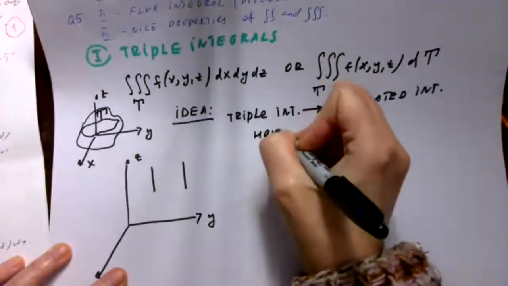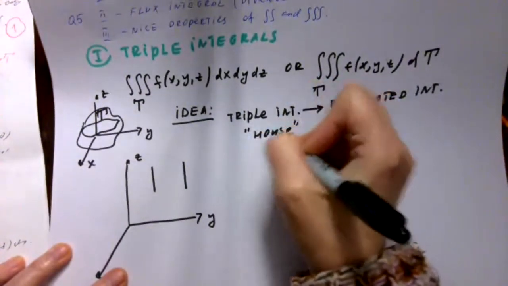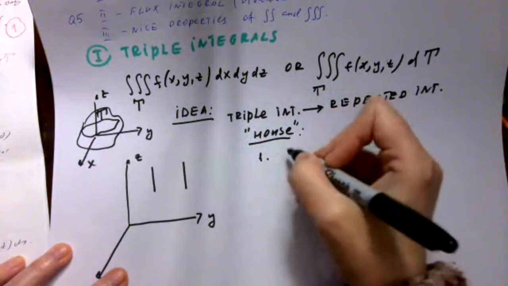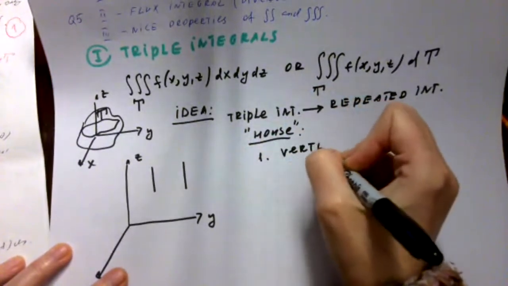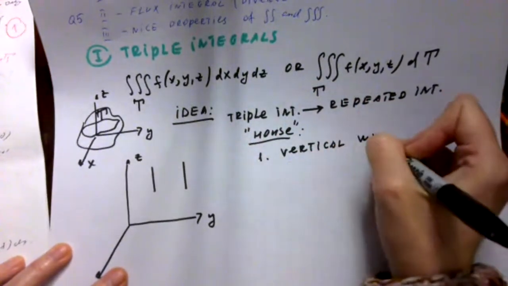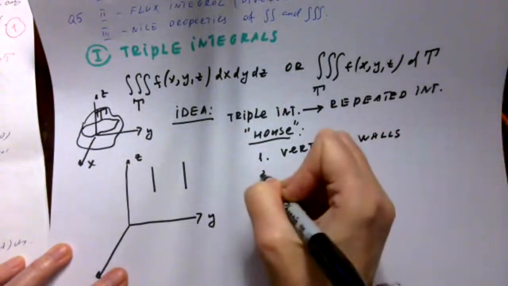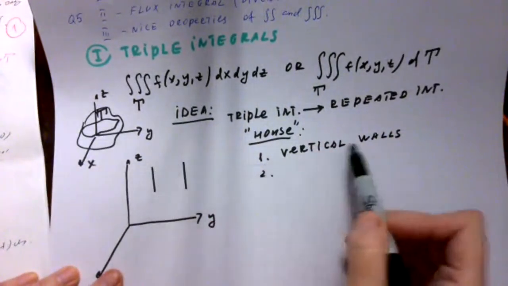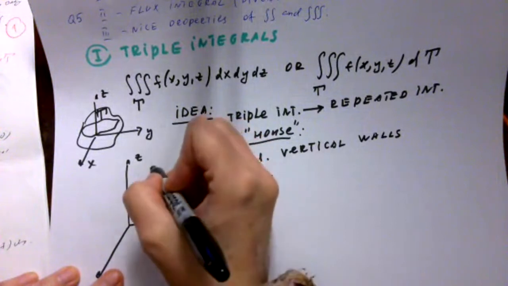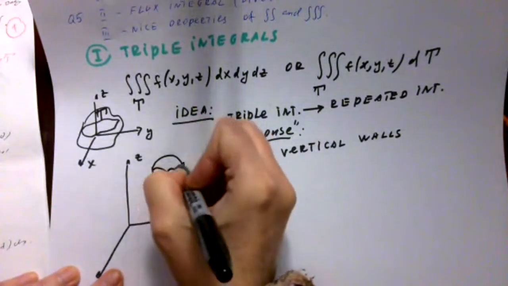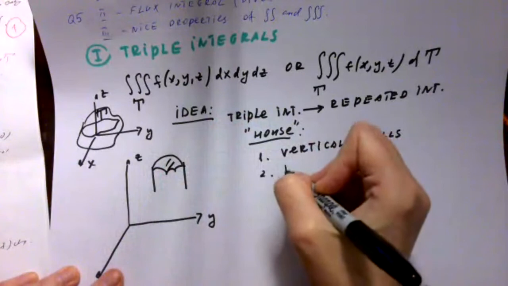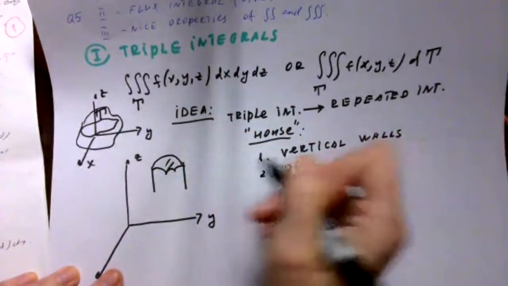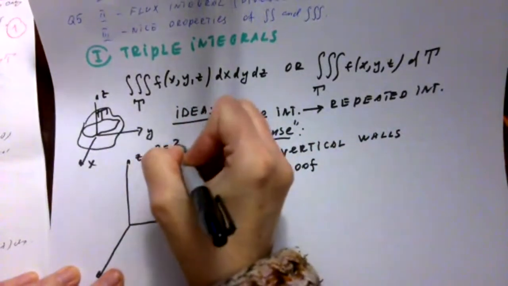House or building, it doesn't matter. So the first requirement is vertical walls. One of the surfaces which bound your 3D volume should be vertical. The next requirement, your house should have a so-called roof, which is determined by some equation.